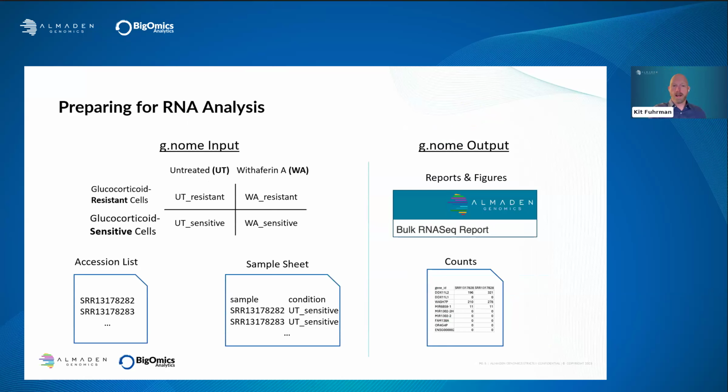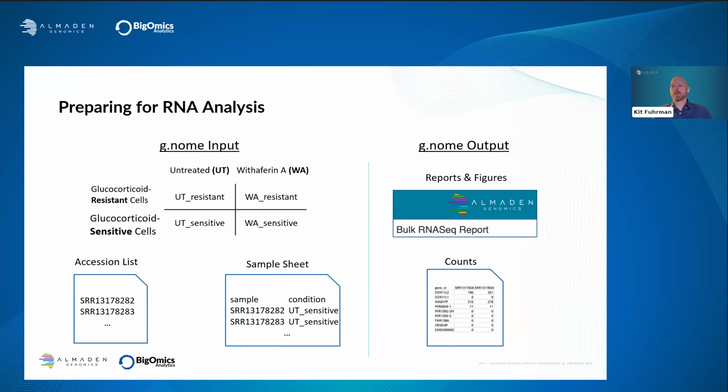Preparing for RNA analysis, I just want to review the inputs that we'll use. We'll have 4 different conditions: untreated and treated with Afferent A, and then we have our glucocorticoid resistant cells and our glucocorticoid sensitive cells. So 4 groups, 3 samples in each group. And what we've done is we created an accession list with all the files we want to download from GEO. We're actually going to download the FASTQ files. These are rather large files that we can pull into the platform and then process. But you can imagine you could pull in your own FASTQ files from your own sources.